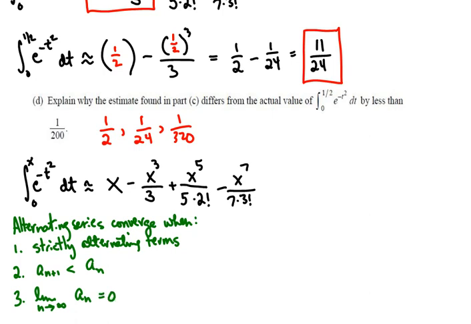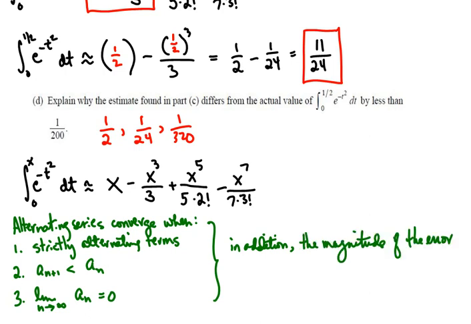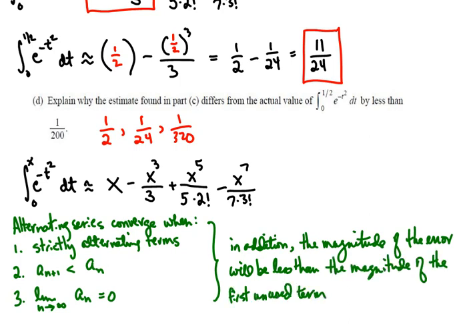So we know that this converges, and when the alternating series does converge, we know that its error, in addition, the magnitude of the error will be less than the magnitude of the first unused term. And in this case, we use the first two terms for our estimate. So the third term, which would be 1/320, is the first unused term.